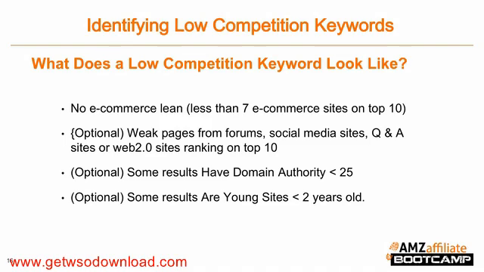Now we have 3 optional criteria as well. Number 8 is an optional criteria, which is weak pages from forums, social media websites, Q&A sites, Web 2.0 sites, etc., ranking in the top 10. Again, that means it's easy to rank for. Number 9, also optional, have some results with domain authority less than 25. And finally, another optional result, some sites are young sites, less than 2 years old.